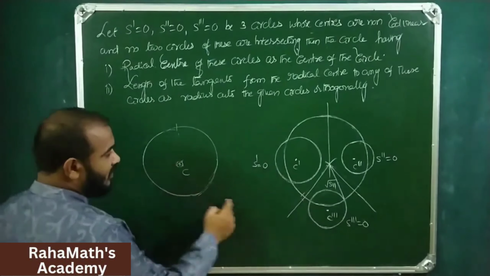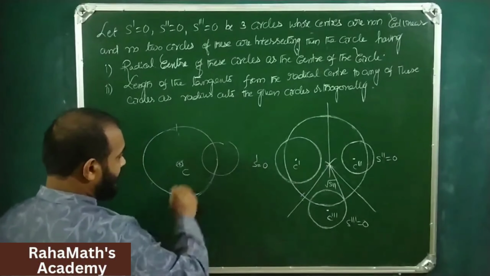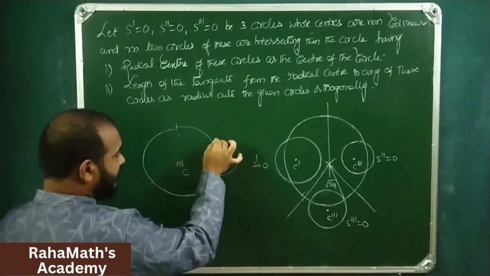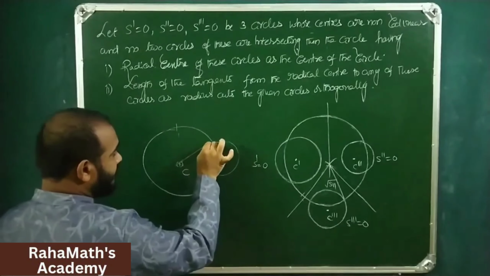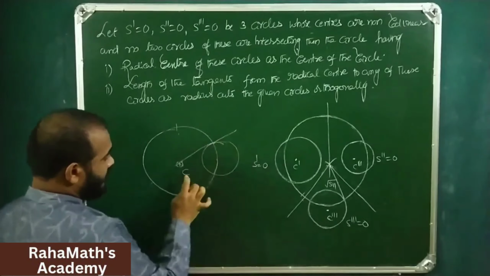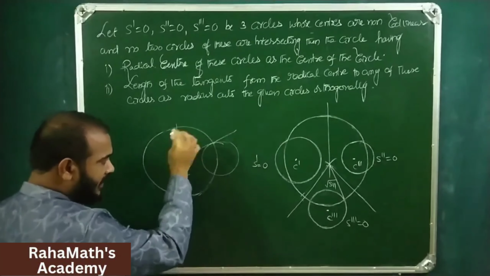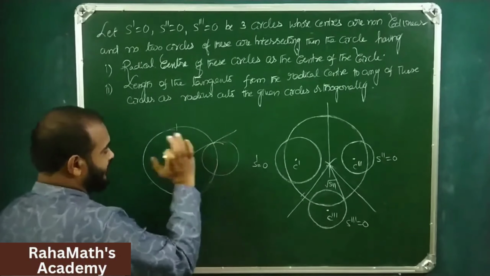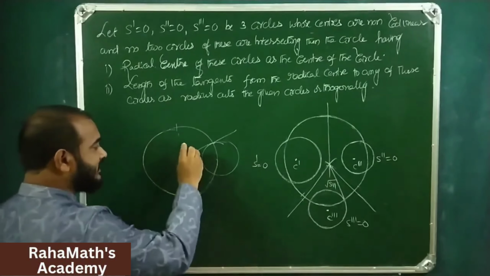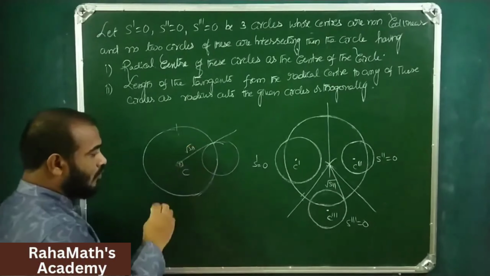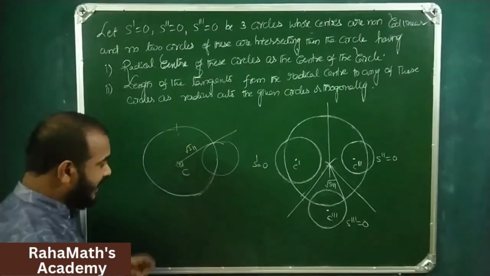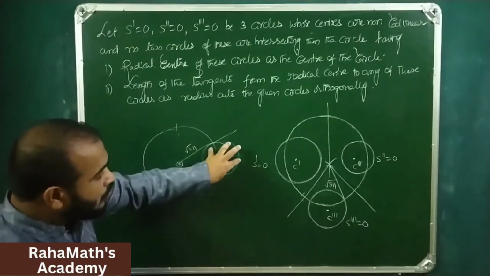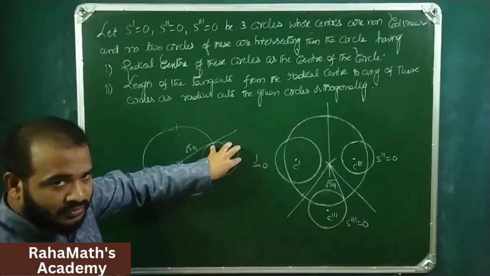So there are three circles. Let us take one circle at random. This is the length of the tangent drawn from the center to any of the three circles. Let us take this circle into consideration. So this is root S11. What is root S11? It is the length of the tangent drawn from the center to S'' equals 0.